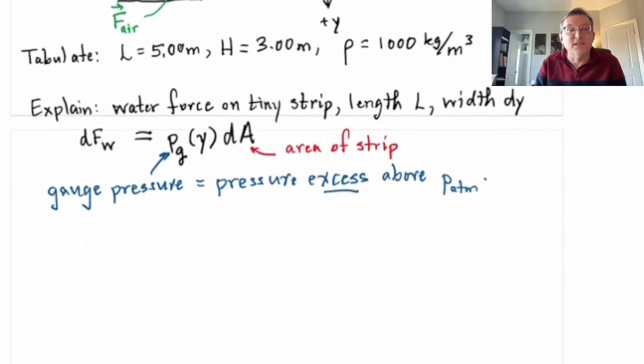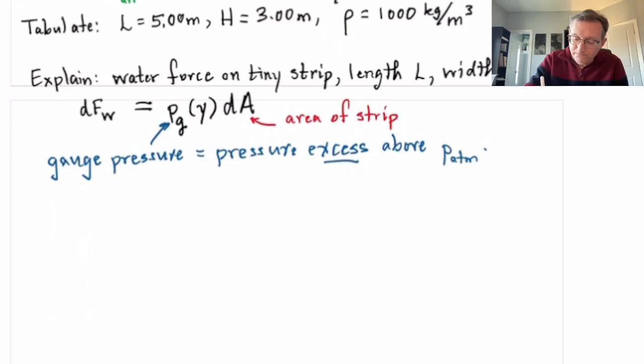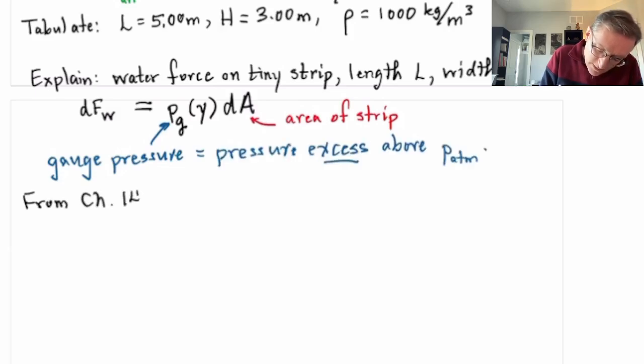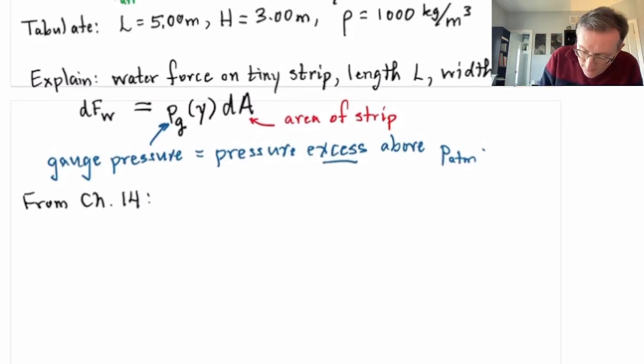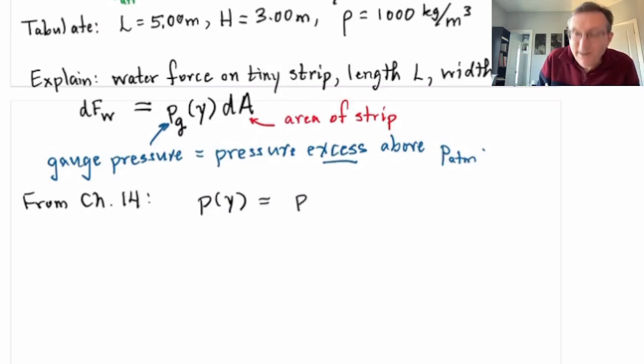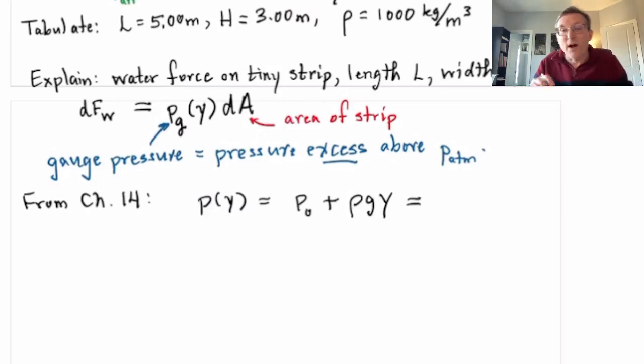Now, how do I think about this gauge pressure from the water? Well, here's what we know about calculating pressure with depth in a fluid. This is from Chapter 14. The so-called absolute pressure in the water as a function of y is equal to the pressure at the top. The book calls that P0, plus the effect of the weight of the water down to the depth y, and that ends up being the density of water, rho, times g times y. And since the top of our tank of water is air, and it would be at atmospheric pressure, the P0, the P at the top, is P atmospheric.